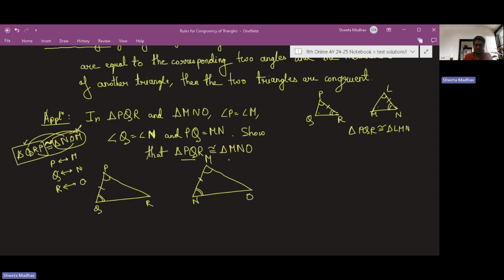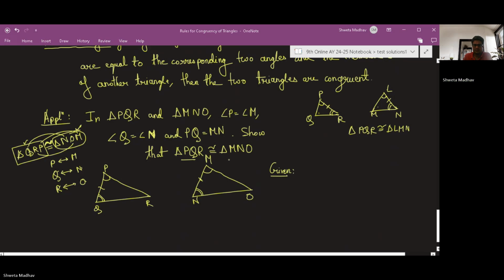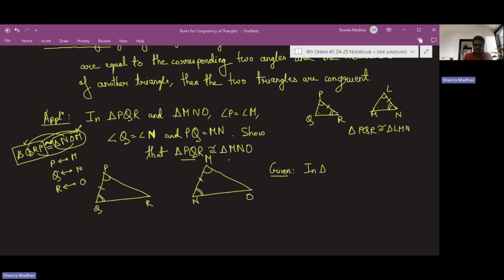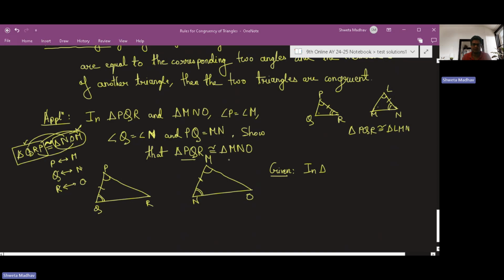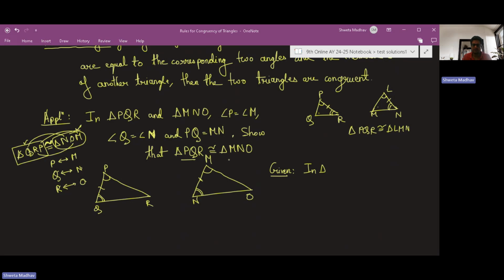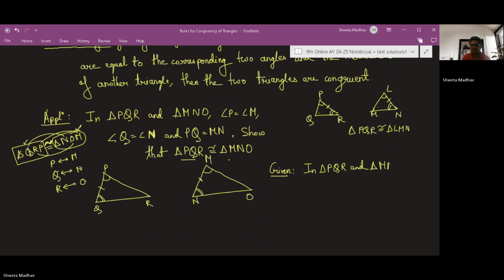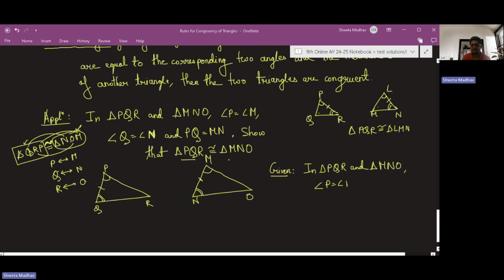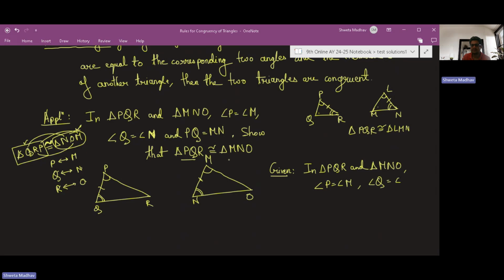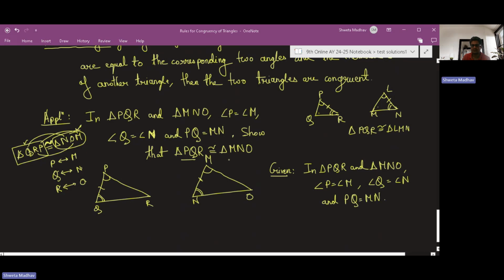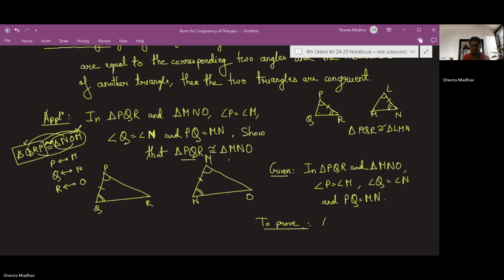So here first we will write given. Given is simply, till just before show that or prove that, whatever is written in the question we will write in the given part. So here we will say in triangle PQR and triangle MNO, angle P equals angle M, angle Q equals angle N, and PQ equals MN. Then we have to prove that triangle PQR is congruent to triangle MNO.